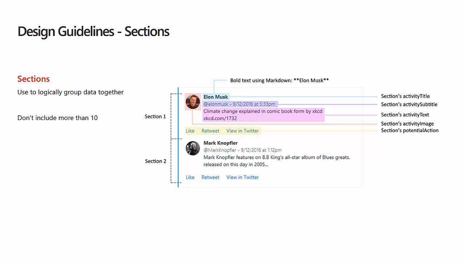Cards can have sections, and you would use sections to logically group data together. In the image that's shown, you'll see there is a digest format of information in which two sections are used to provide information about two different notices. We don't want to use too many of these. The suggestion from Microsoft is to use 10 or less. And if necessary, you can include a link at the bottom in a section of its own that says view more details or view full information.